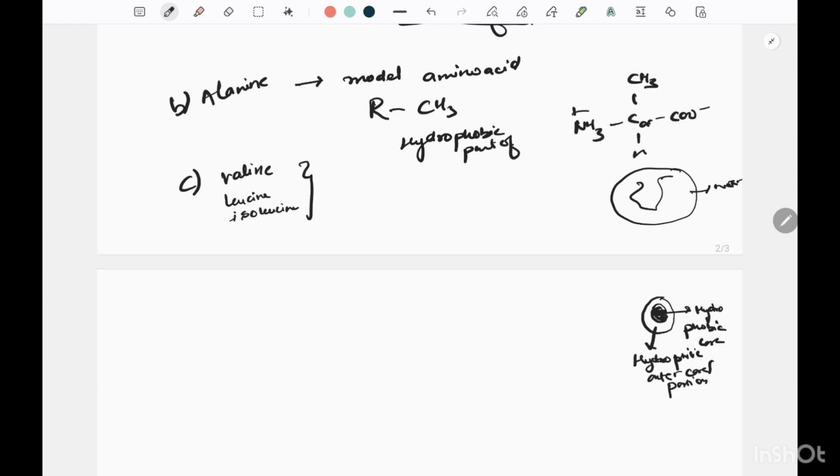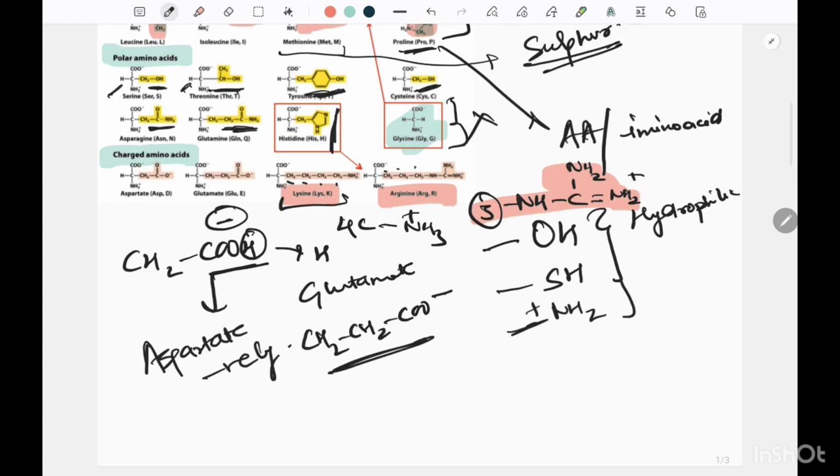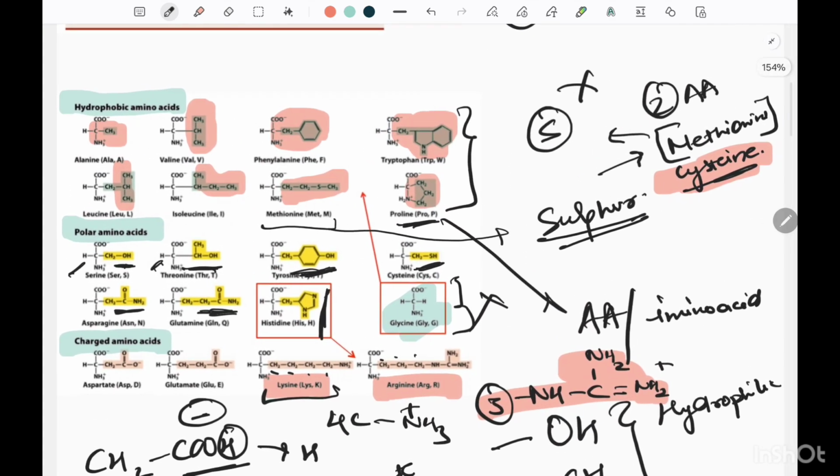You know why these three are learned together? Because these are also called BCAA, one of the essential amino acids. These are called branched chain amino acids. And why are these called branched chain amino acids? You need to go to the previous lecture where I talked about this.